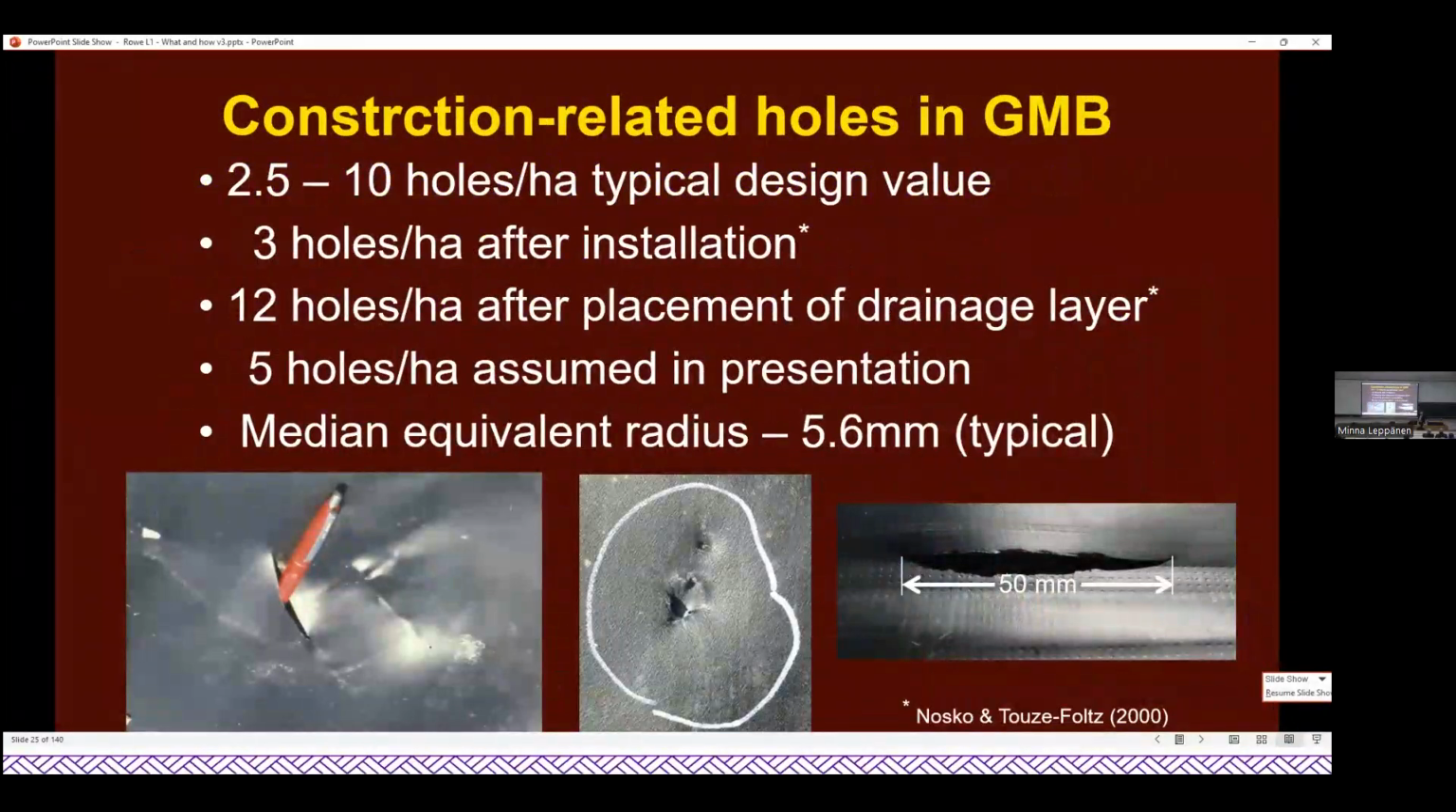So how many holes can we expect? Typically 2.5 to 10 holes is what is used in design. Typically there are about 3 holes after initial installation. And then when we put a cover soil on top of it, that increases to about 12 holes. In this presentation, I'm going to assume generally 5 holes per hectare. And a median hole is about 5.6 millimeters in radius.